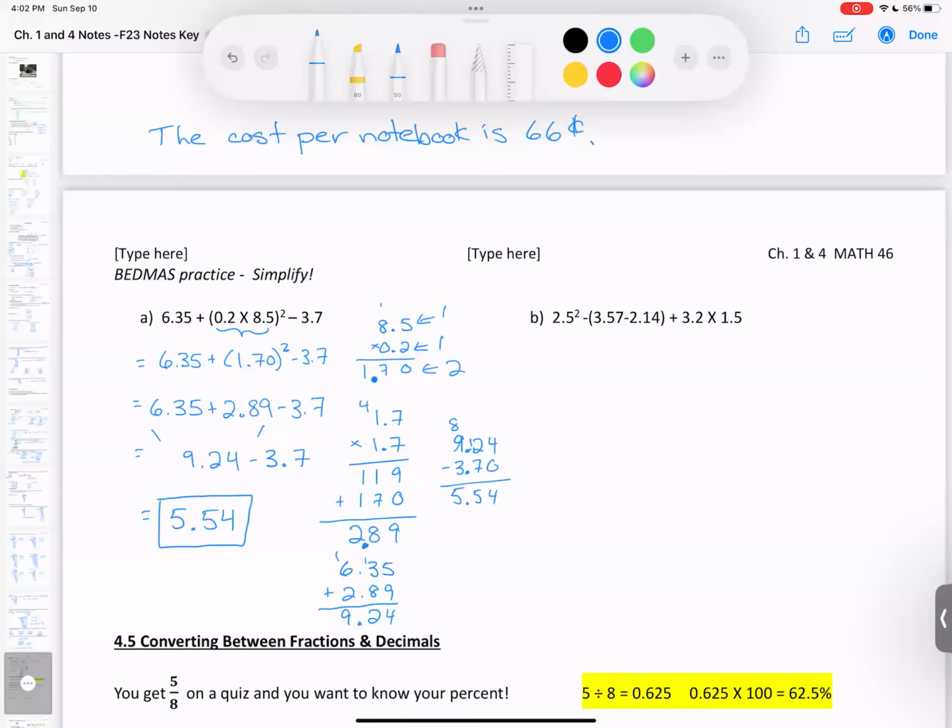Okay. Pause the video and try that next one. All right, let's do the next one together now. So first thing we want to do is deal with those brackets. So we've got 3 and 57 hundredths, and we're subtracting 2 and 14 hundredths. And that leaves us with what? 1 and 43 hundredths. So let's write that in. So this becomes 1.43.